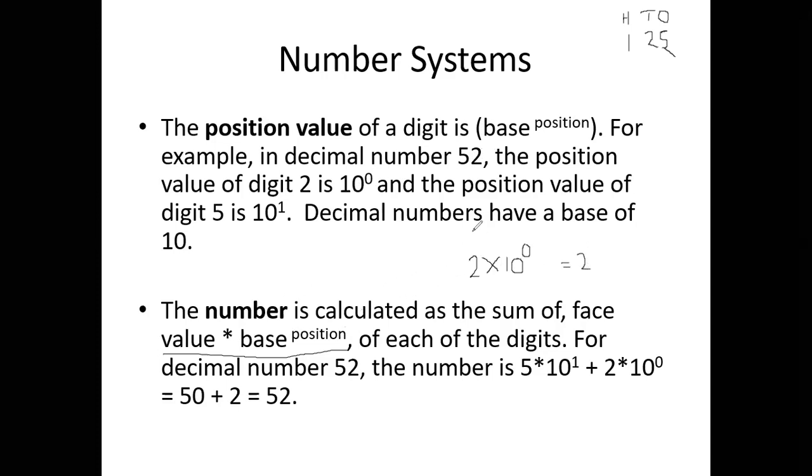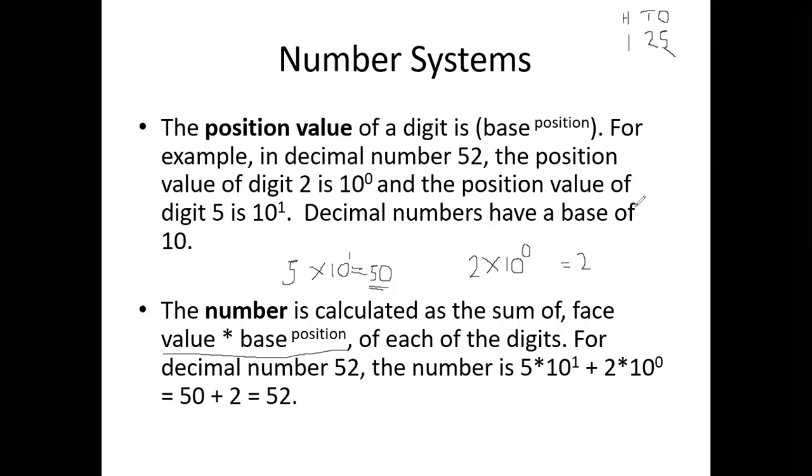And then the position value for the 5 will be 5, which is the first value, multiplied by the base, which is 10, raised to what's that position? This is position 1. So 10 raised to the power 1 is 10. 10 multiplied by 5 will give us 50.